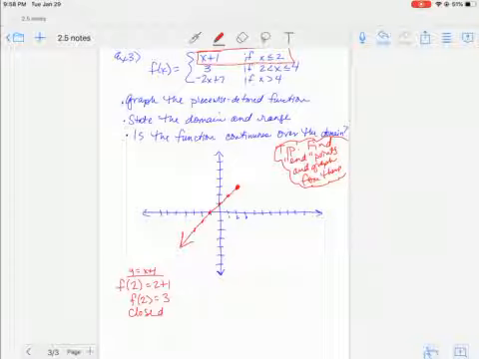Sweet. Now let's do this middle part. So I know that's a constant line, right? y equals 3. So between 2 and 4, I'm going up here to 4, which is a closed dot because it's or equal, and it's just this line, y equals 3. So this is your constant horizontal line.